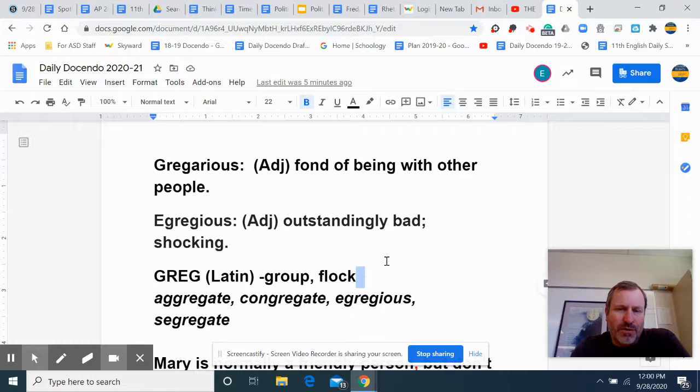So again, that Latin root, you see that root in a number of different words. Congregate, egregious, segregate, aggregate. All those words have something to do with grouping or groups.